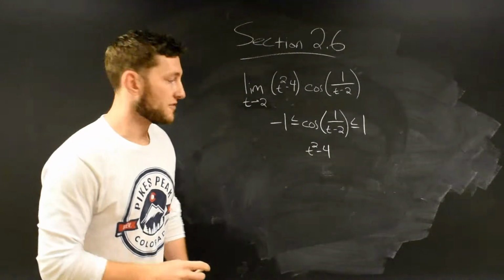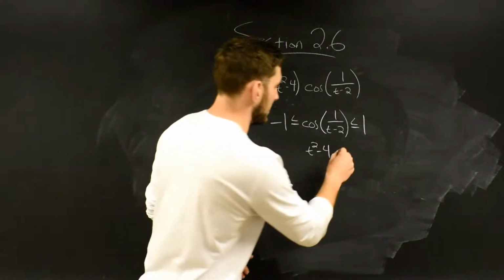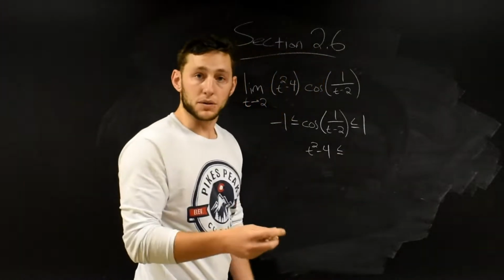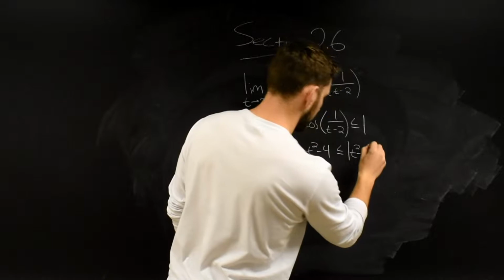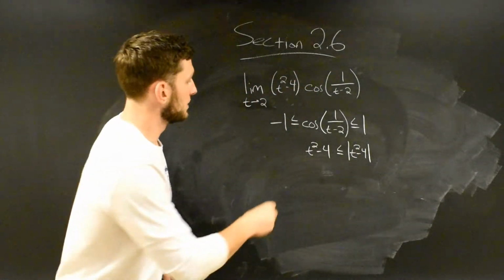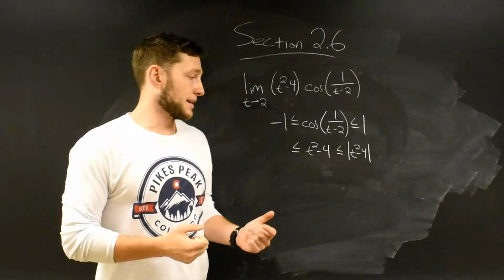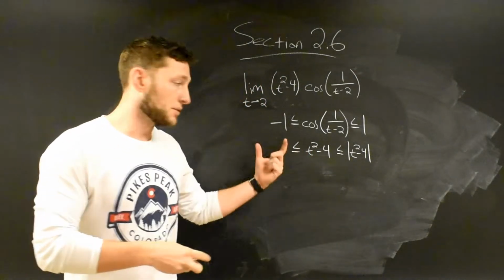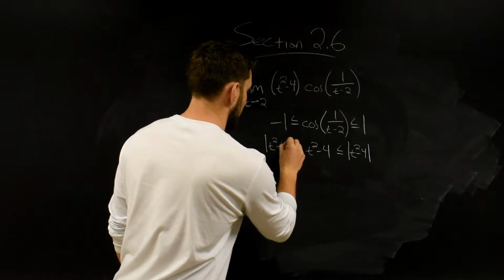T squared minus 4. Well, if I take an absolute value of it, I know that you are going to be less than or equal to it. So we definitely have that. Now for a lower bound, we got to be careful. What we can say is we can take the absolute value of it and throw a negative outside on it.